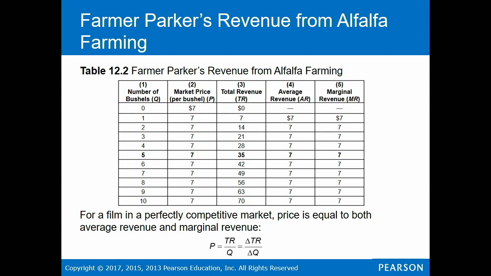So in our example, we have a farmer that's growing alfalfa. It's a very small farm, just so that we have very easy numbers to work with. A farmer can produce anywhere from 0 to 10 bushels of alfalfa. Our market price in this market is going to be $7. So no matter how many units the farmer chooses to sell, the price of each unit is going to be $7. This is going to be nice because it keeps the math very simple for these problems.